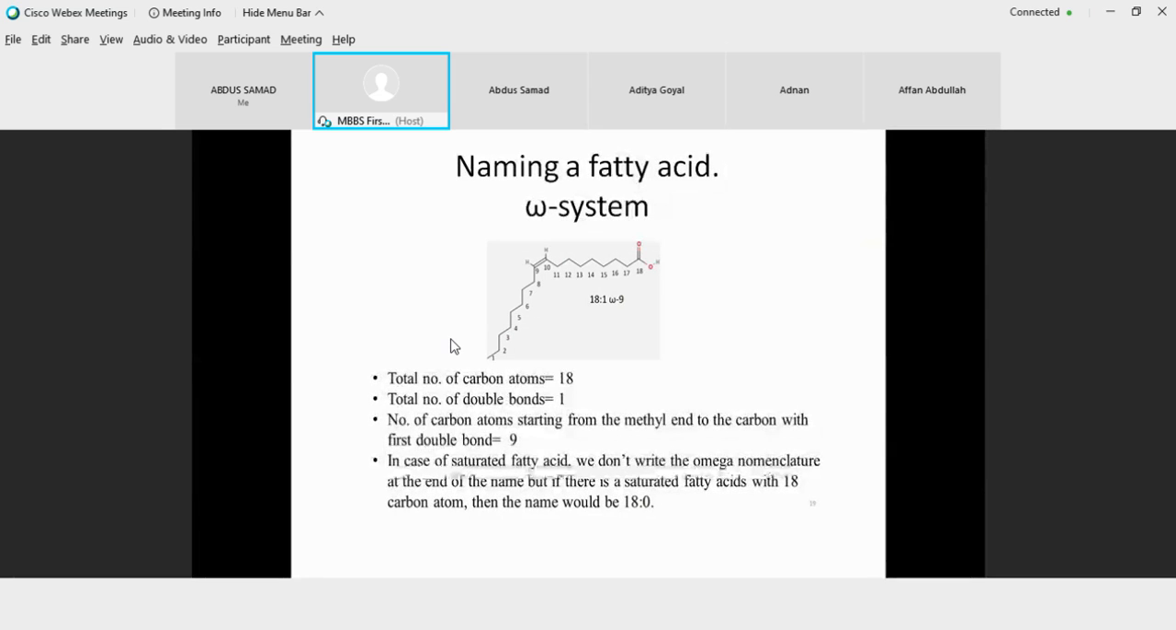This omega system is only for unsaturated fatty acids, whereas the delta naming system goes for both the saturated and the unsaturated fatty acids. So we have two naming systems, an omega naming system and a delta naming system.